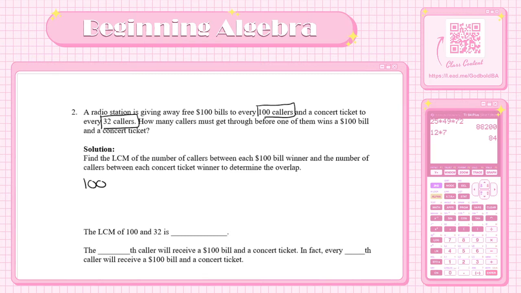So 100 and 32. So 100 is 4 times 25, so 2 times 2 times 5 times 5. And if you don't think of it that way, remember you can just do 100 divided by 2. Then I know that's divisible by 2, so divided by 2. And I know that's not divisible by 2, so I can do divided by 5, and then 5. And then you just take the product of all of these things: 2, 2, 5, 5.